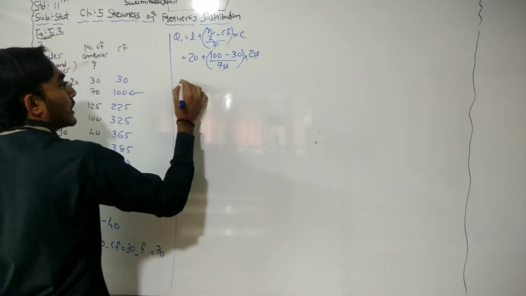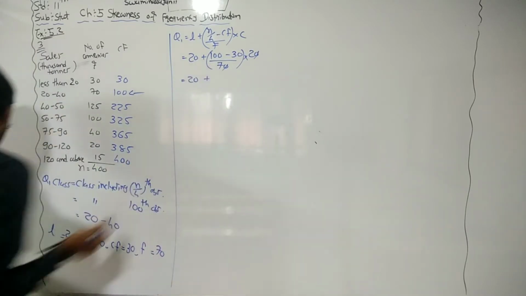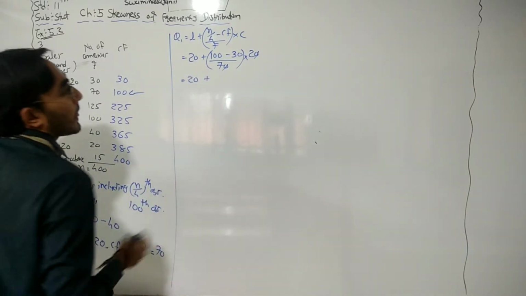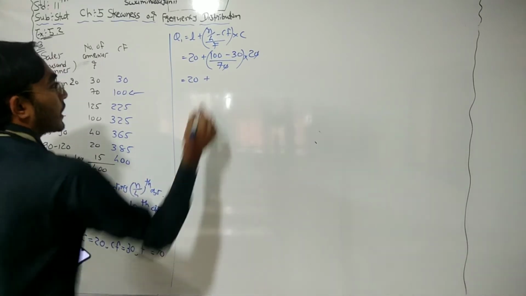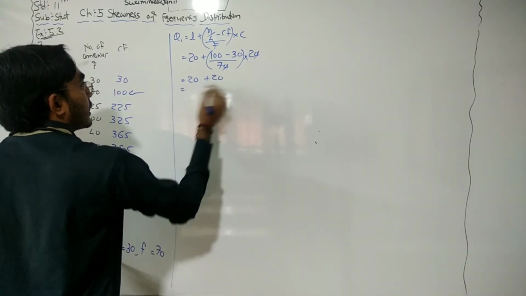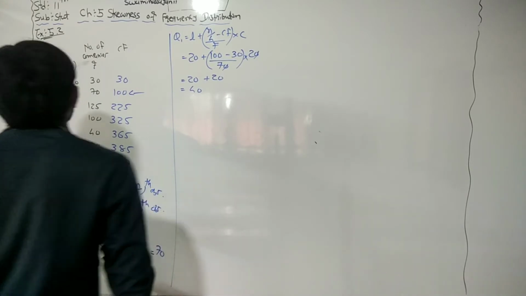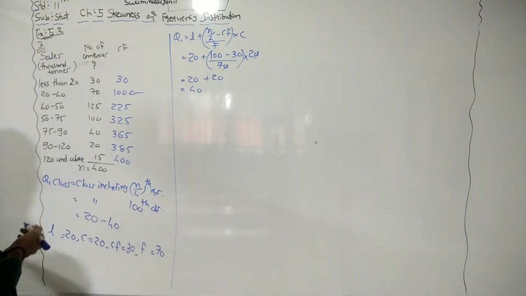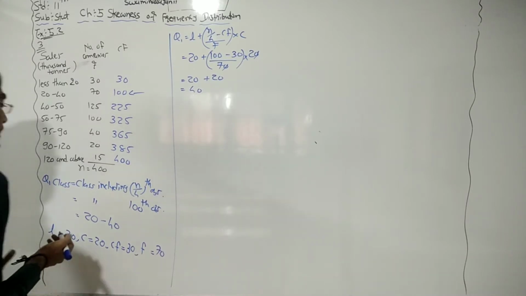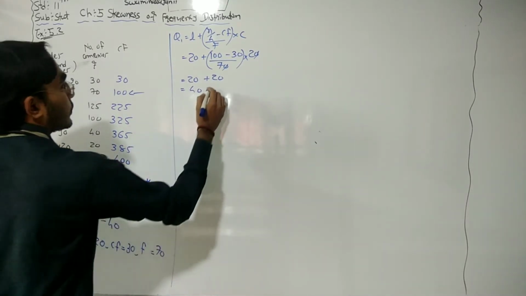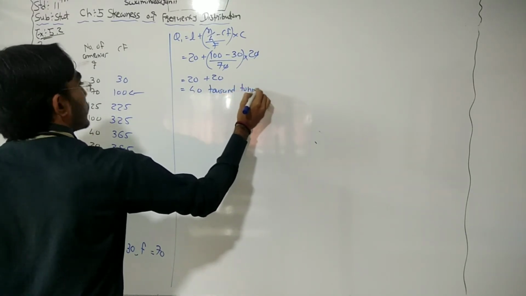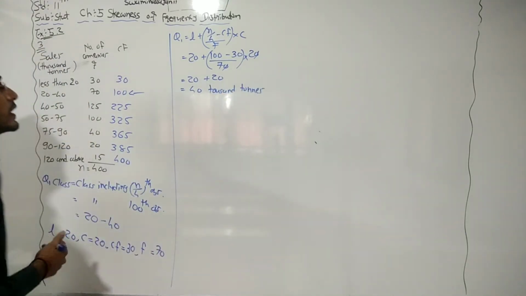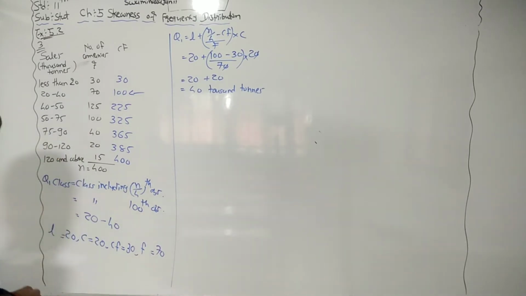So 0 0 cut, so 20 plus, now 100 minus 30 is 70, 70 70 cut, so here 20 plus 20 is 40. Okay, so the answer for Q1 will be 40, and the unit is 1000 tons. Okay, after that we need to find the median.